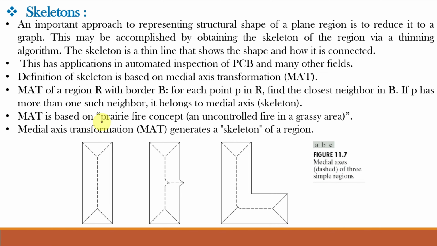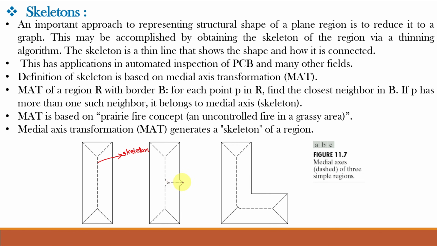This MAT is based on the prairie fire concept. See, prairie fire means an uncontrolled fire in a grassy area. We can understand this intuitively like this. So this is a grassland having dry grass, and we set up fire along all the borders of this dry grassland at the same time, and the fire will move inwards. So here all fire fronts will advance into the region at the same speed, and the MAT of the region is the set of points reached by one or more fire fronts at the same time. So at this dashed line the fire fronts will meet. So this is the skeleton of this region.